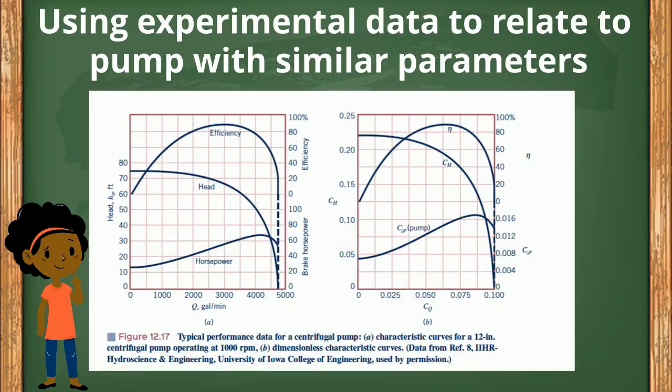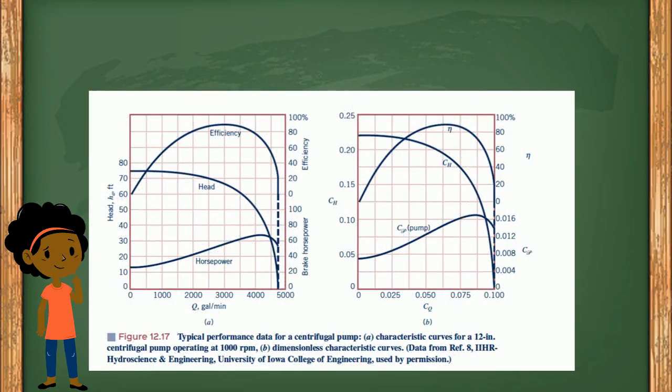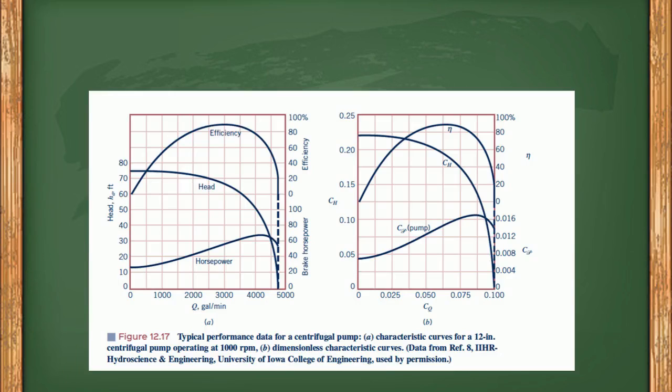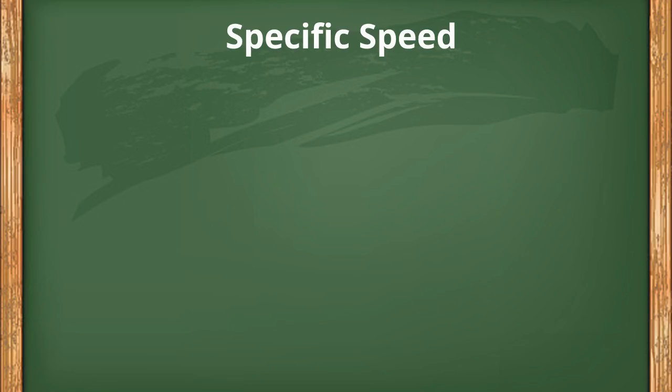This shows the result plotted in terms of the dimensionless coefficients C sub Q, C sub H, and C sub P, as well as efficiency. From these curves, the performance of different size geometrically similar pumps can be predicted, as can the effect of changing speed on the performance of the pump from which the curves were obtained. It is to be noted that the efficiency is related to the other coefficients through the definition of efficiency. Specific speed.